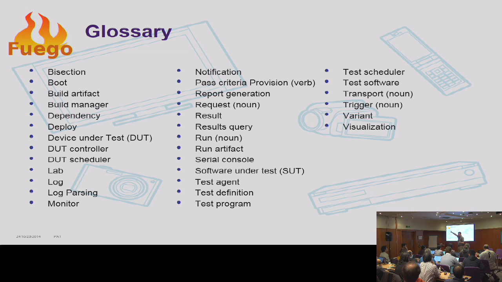Bisection. I think most of us understand what bisection means. And it doesn't necessarily mean the exact way that Git does bisection. It just means bifurcating a variant space and testing to narrow down what the problem is. I think we all understand what boot is. Build artifact, okay? That's the results that have come out after you've built. And that can be a build artifact of the software under test or the program, or the test program itself, right? So Fuego builds the test program, and so does Yocto. And so the build manager, that's the thing that builds stuff. Back to the boot? Okay, back to the boot.